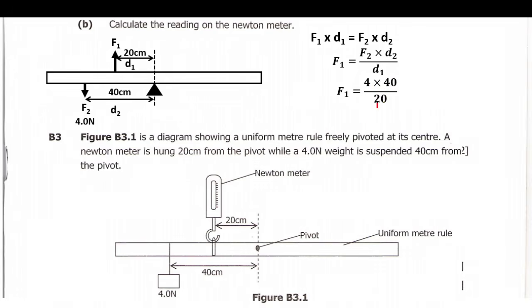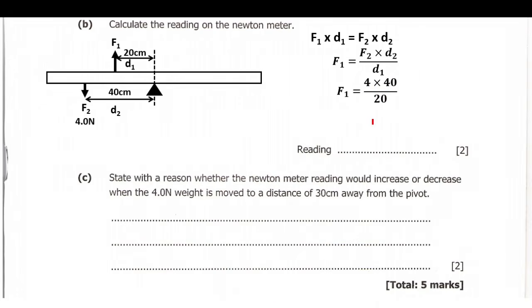Then after we do the evaluation, we'll find that our answer is going to be 8.0 Newton. So F1 is 8.0 Newton. So we'll write 8.0 Newton as our answer. And why I've put a 0 here is because of this value here. It has two significant figures, so it is important also to put 8.0 because we are being guided that the reading should be in two significant figures.